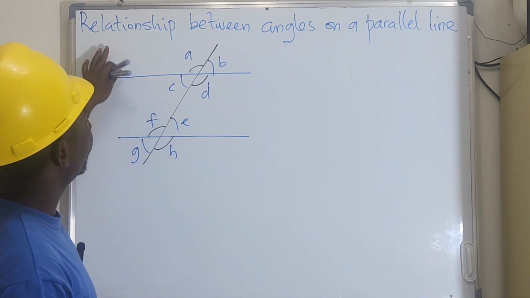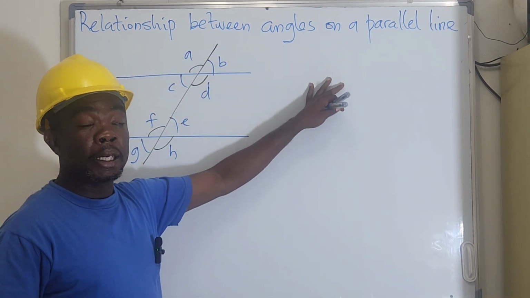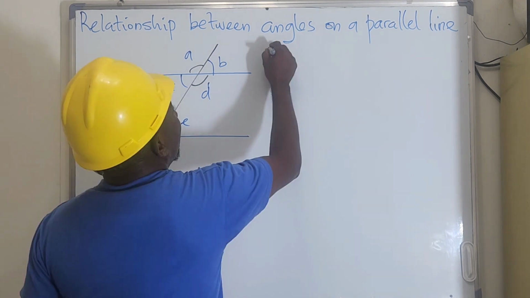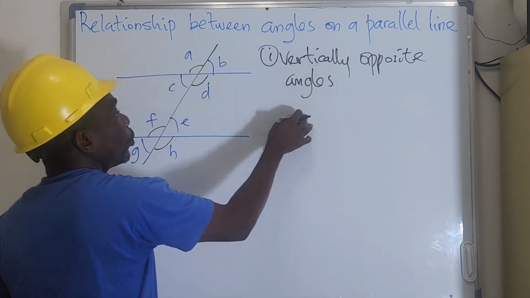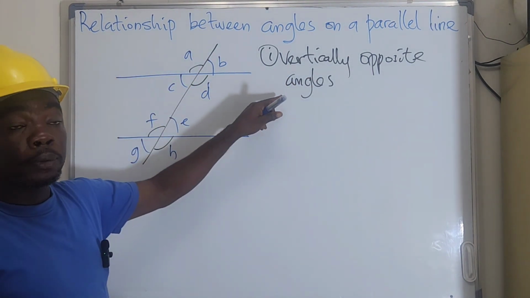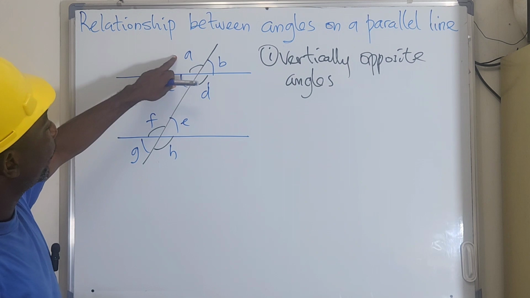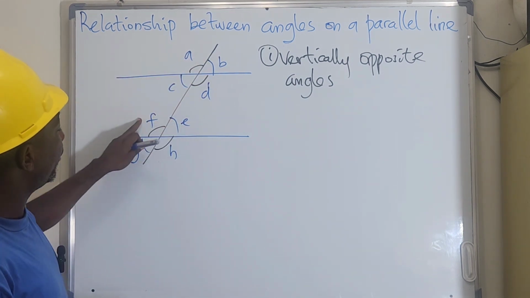Today we are looking at the relationship between angles on parallel lines. So today we are going to look at vertically opposite angles. On this diagram, we have angles A, B, C, D, E, F, G, H.